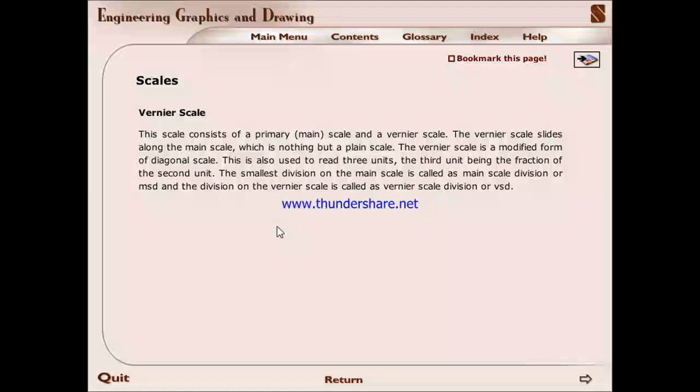The smallest division on the main scale is called the main scale division or MSD, and the division on the vernier scale is called the vernier scale division or VSD.